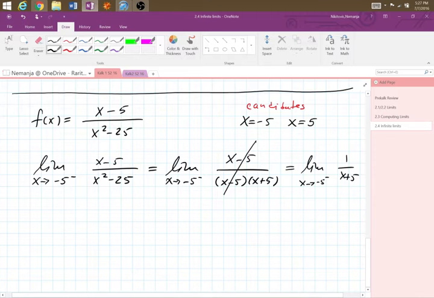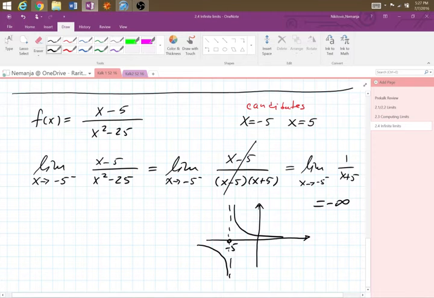Now, what is that? Well, looking at the graph, where is it shifted? Left. So this is where the negative 5 is. We have a good old 1 over x shape. And we see that as it goes to negative 5 from the left, the answer is negative infinity. So, yes, vertical asymptote at x equals negative 5.